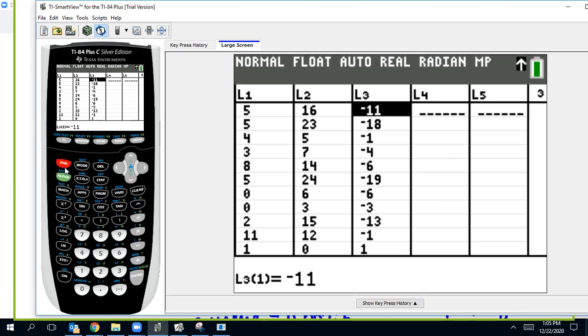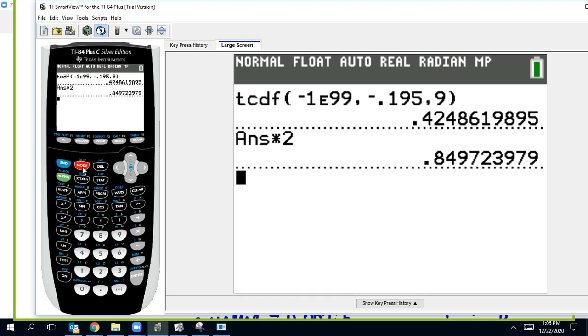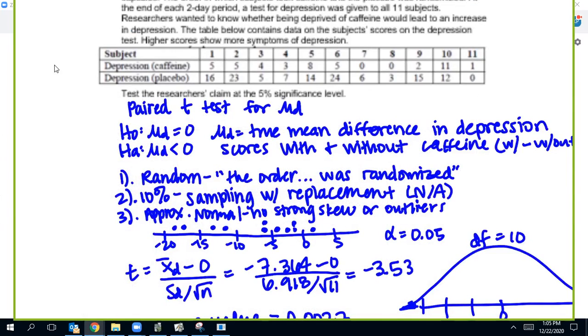And what we're going to be doing is we're going to do everything with L3. So we'll come back to that, but let's look at what I wrote for my P. So it's one paired t-test, mean difference, so we have mu d, and then we have true mean difference in depression scores, and I did with, minus, without. Now, this is a really challenging part of the process, determine the order, the inequality.